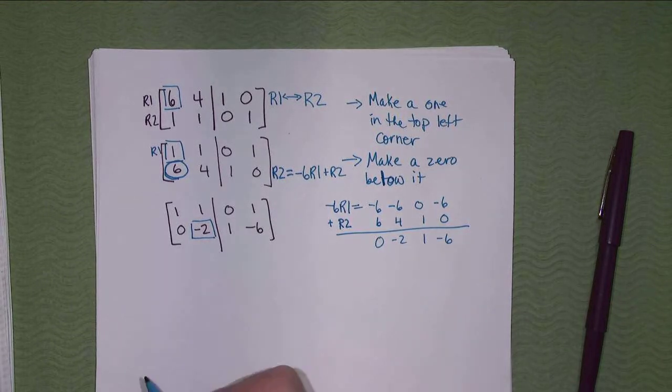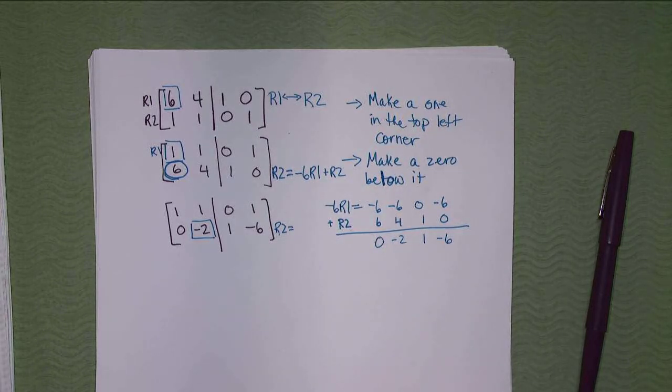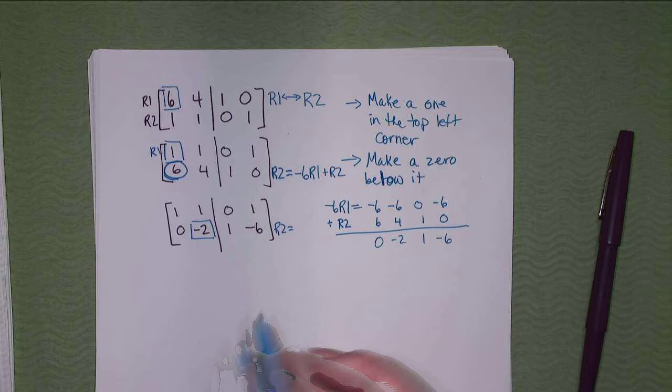That's in row 2 that we want to change. To make a 1, there are 2 ways we can do it. Divide that row by whatever number's there, negative 2, or switch with a row below it. Is there a row below it? No. So what we would not do is switch with this because we see a 1 here. Why wouldn't we do that?